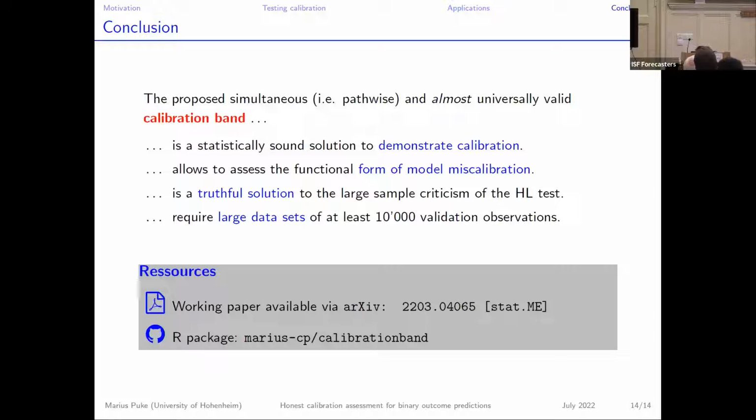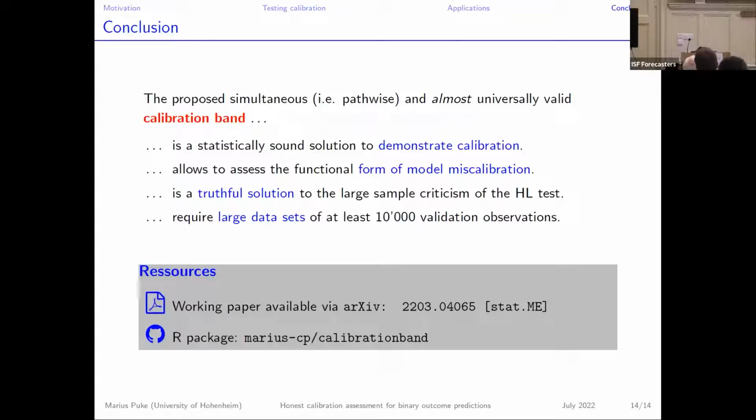And of course, we propose here an almost universally valid approach. On top of the independence assumption, we also place this assumption of monotonicity between predictions and outcomes. And such procedures always require rather large samples. So we think that we might need at least 10,000 validation observations in our forecasts to come up with a sensibly narrow or tight band.